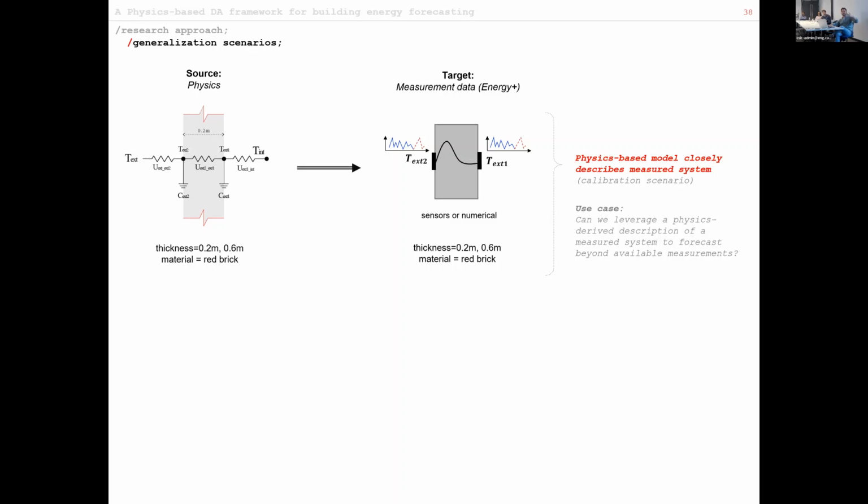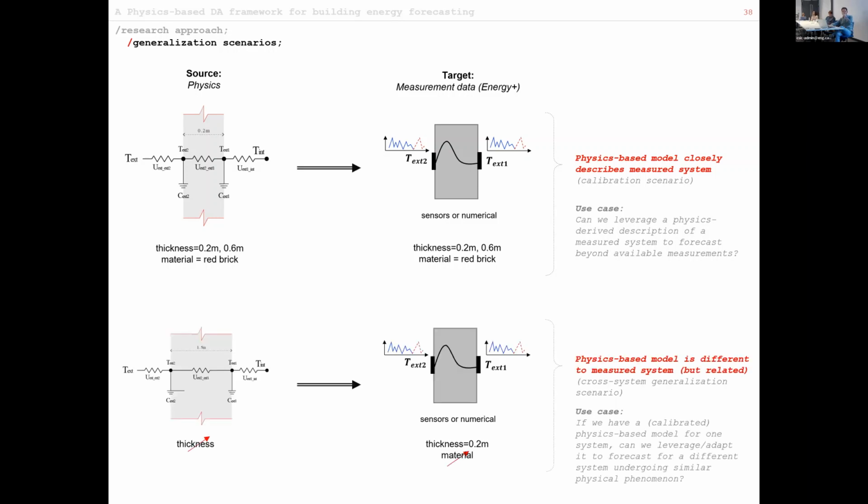So the first scenario is what I'm going to call calibration, where let's say we have a physics-based model of a 0.2 meter wall, and we have a simulation model. By simulation, I mean a numerical model in a software called EnergyPlus, which is widely used by the energy community to run numerical simulations, and which here again is in place of real sensor data. So we have a physics-based approximation of a real system, and we have data from the real system. And the goal, of course, is to leverage the former to forecast ahead of the latter.